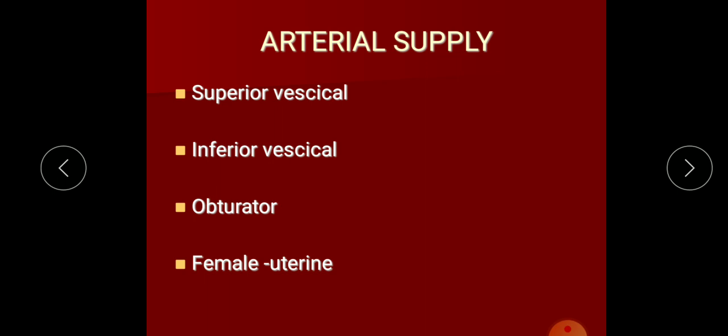In females, the inferior vesical artery is replaced. The arteries are the superior vesical, obturator artery, uterine artery, and the inferior vesical is replaced by the vaginal artery.